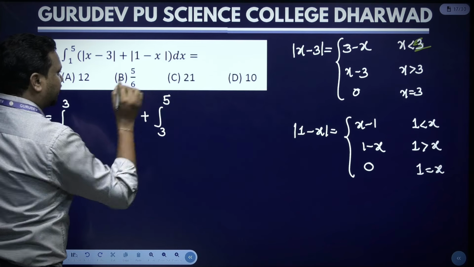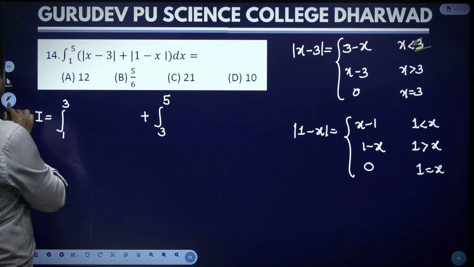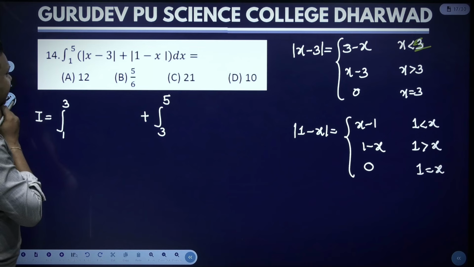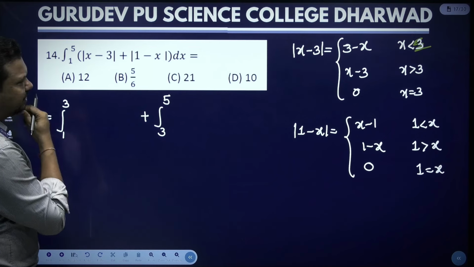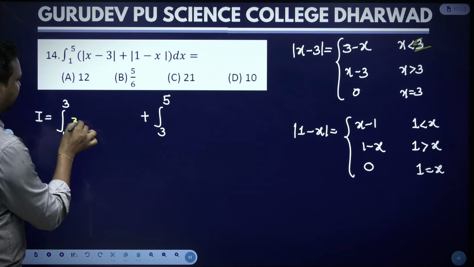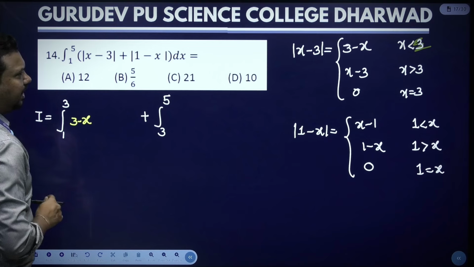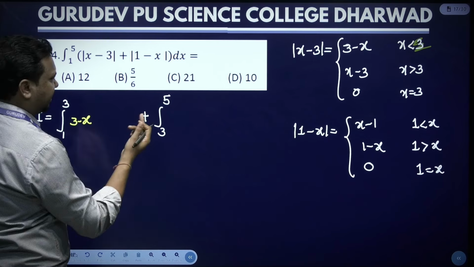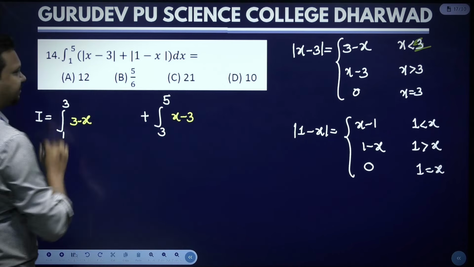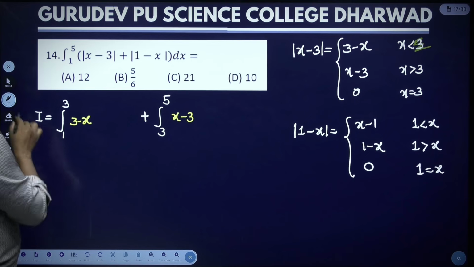Please note, I am considering the first function. The first function in the interval 1 to 3, where x is less than 3, will remain as 3 minus x. And where x is greater than 3, the function will remain as x minus 3. I am talking about only the first function. Then I will choose for the second function.